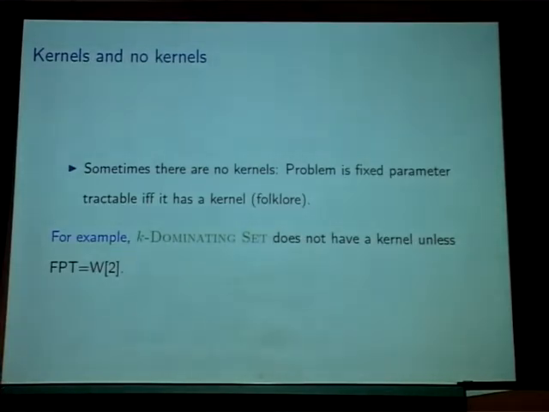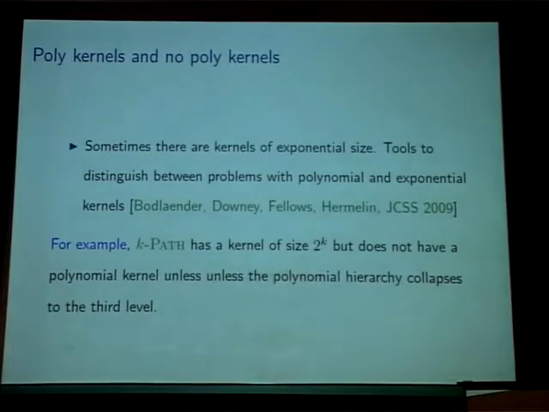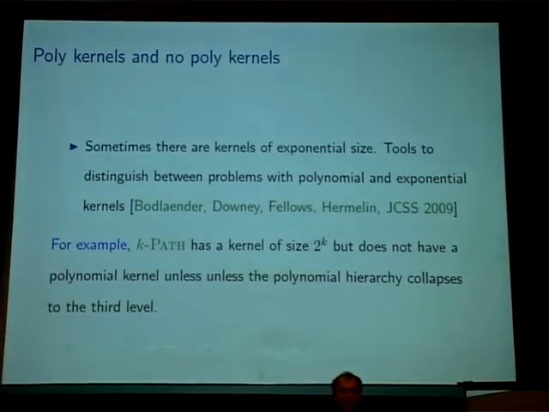Take, for example, k-dominating set, which doesn't have a kernel, because otherwise FPT would be equal to W[2], which is a strange thing if it occurs. For a long time, that was the only result people knew about kernels. But then it appeared quite interesting to distinguish which problems have a polynomial kernel and which problems don't have polynomial kernels.